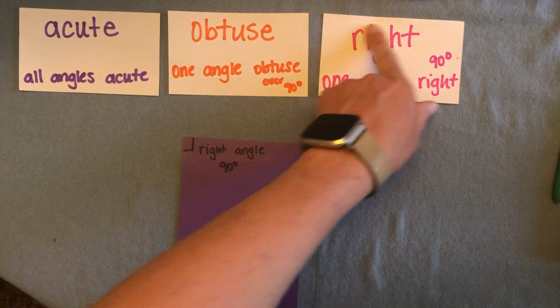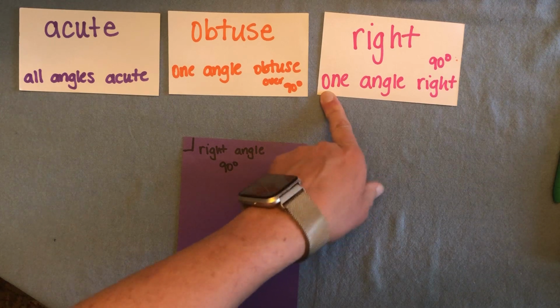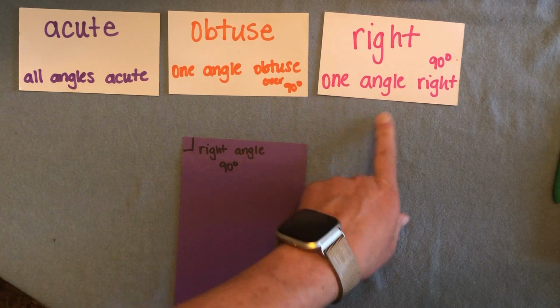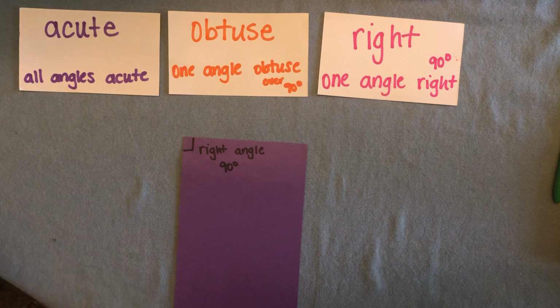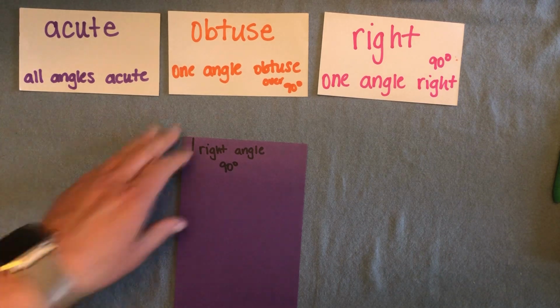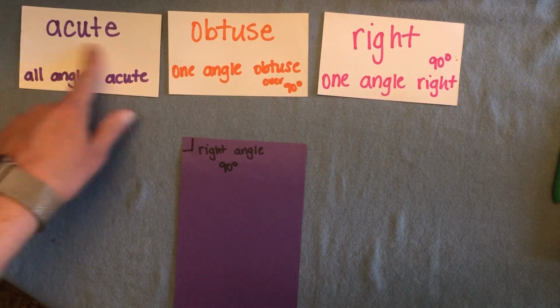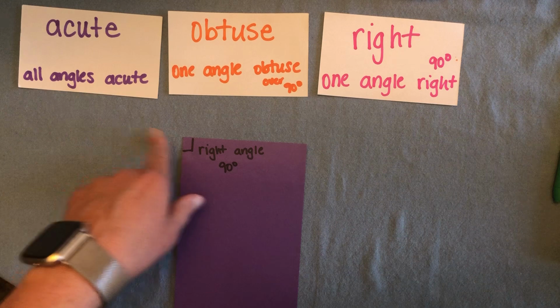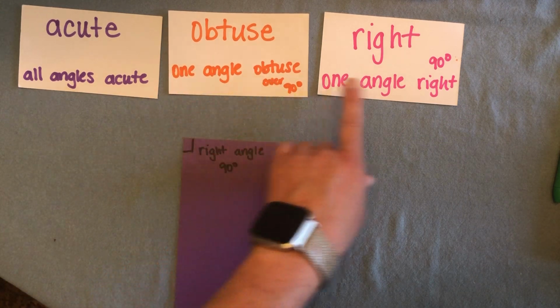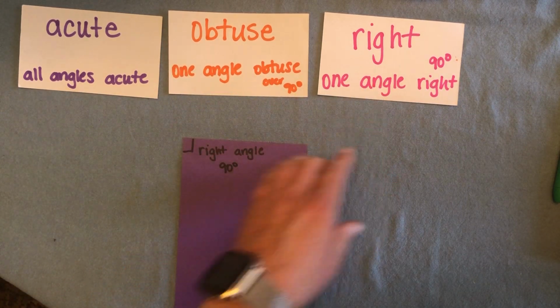And a right triangle is defined as one triangle that has one right angle. And again, you might be thinking, well, Mrs. Isley, can a triangle have more than one right angle? No, it cannot. A triangle can only have more than one acute angle. It can have one obtuse angle or one right angle.